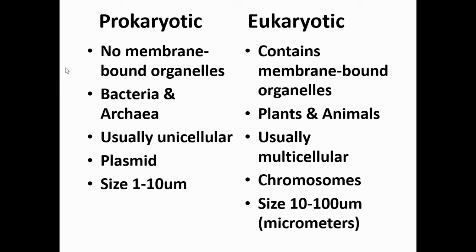Usually they are unicellular. They have a plasmid, and plasmids are pretty cool because it gives that bacteria cell some type of a benefit. And they are 1 to 10 micrometers in size, which is extremely, extremely little. Tiny micrometers. Eukaryotes. They contain membrane-bound organelles. These are going to be plants and animals. Usually they are multicellular. Now an amoeba is unicellular and they are eukaryotic. There are always those random ones that don't exactly fit the form. They have chromosomes in the shape of an X instead of just a plasmid, and they are bigger, 10 to 100 micrometers. When I say bigger, you still can't see them.